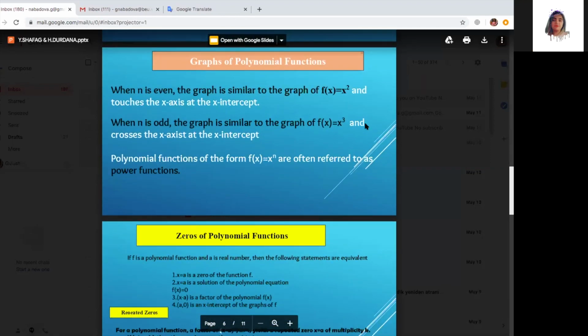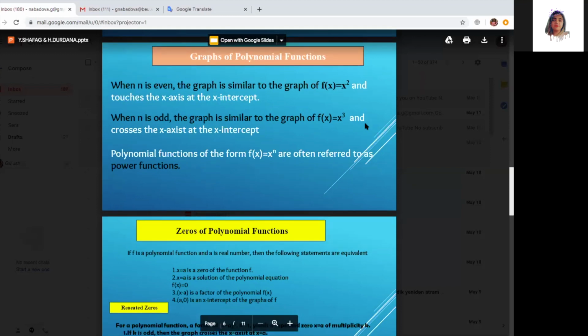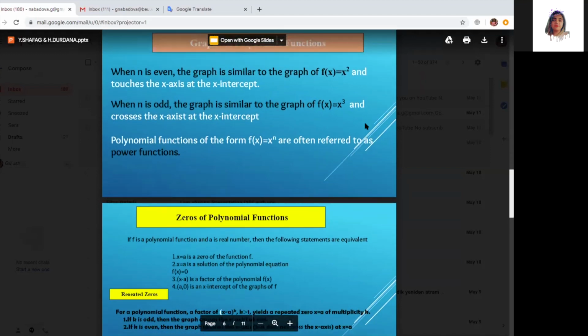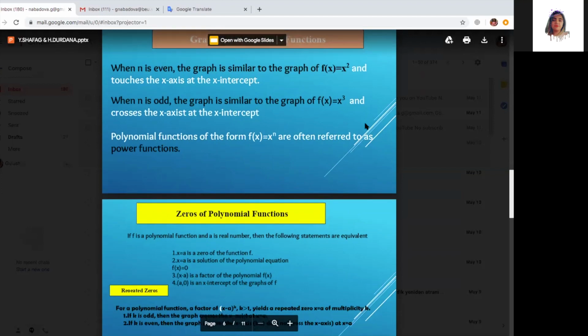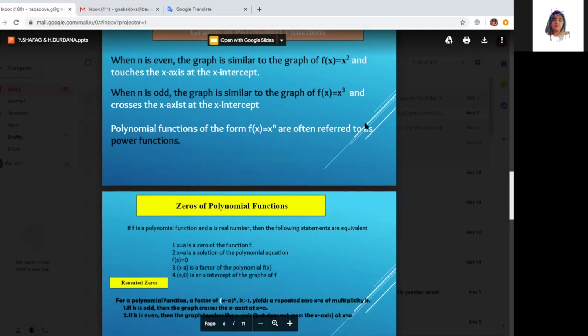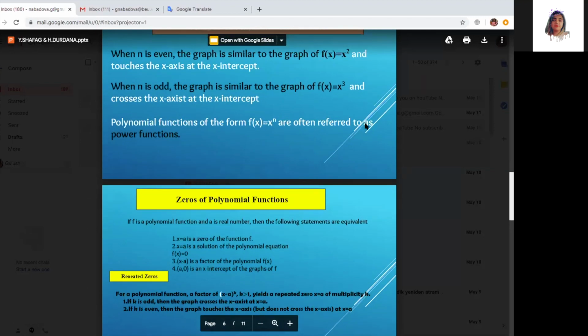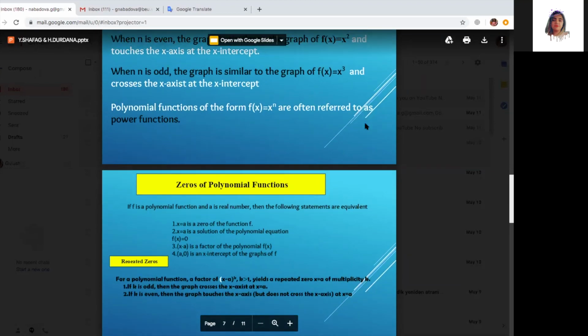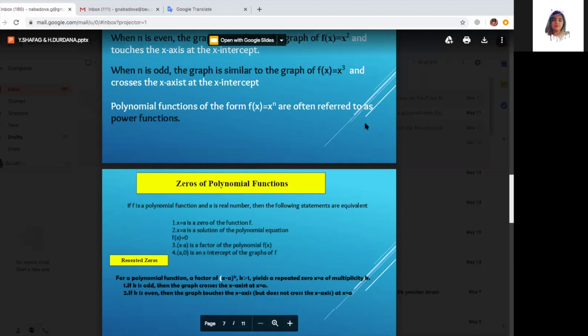When n is even, the graph is similar to the graph of f(x) = x squared and touches the x-axis at the x-intercept. When n is odd, the graph is similar to the graph of f(x) = x cubed and crosses the x-axis at the x-intercept. Polynomial functions of the form f(x) = x^n are often referred to as power functions. Next slide.